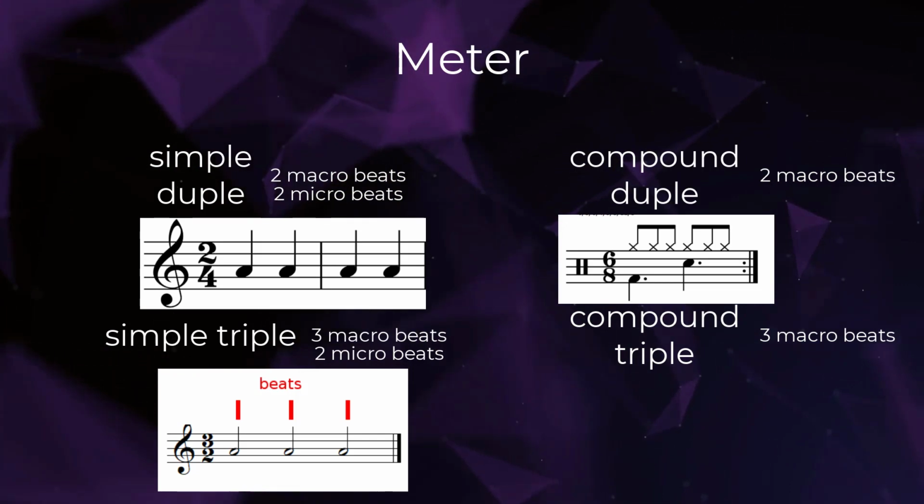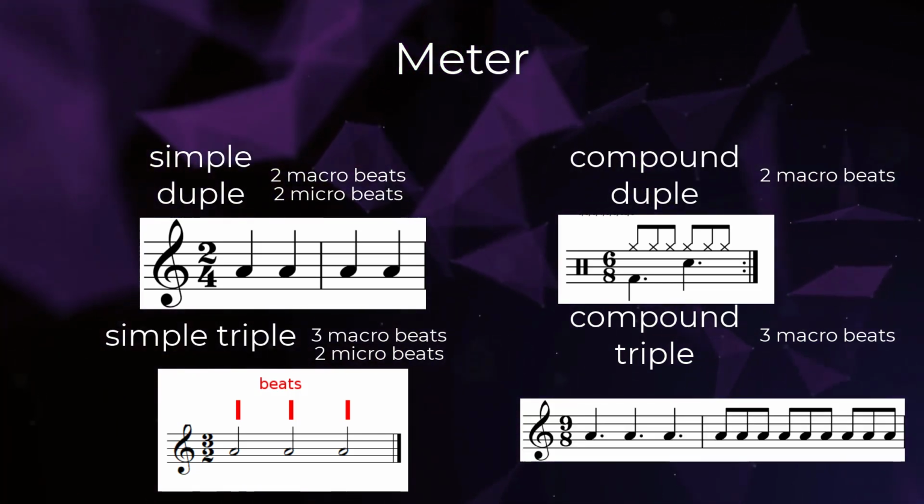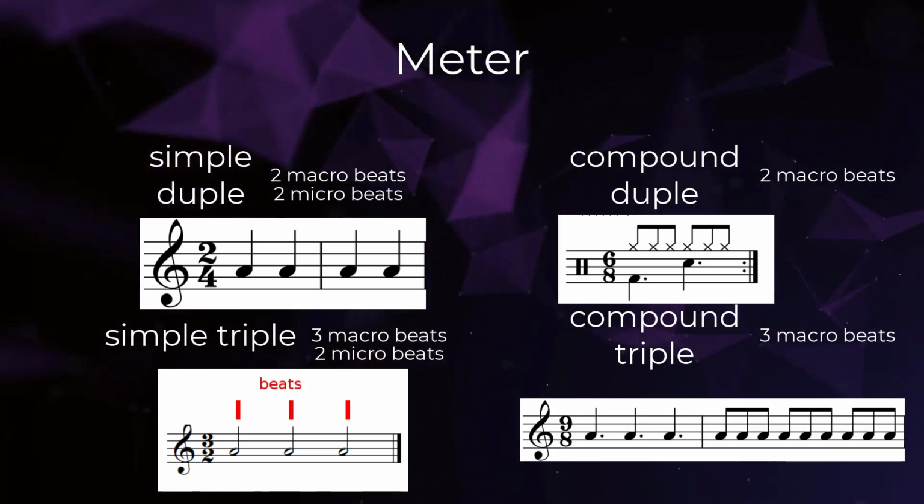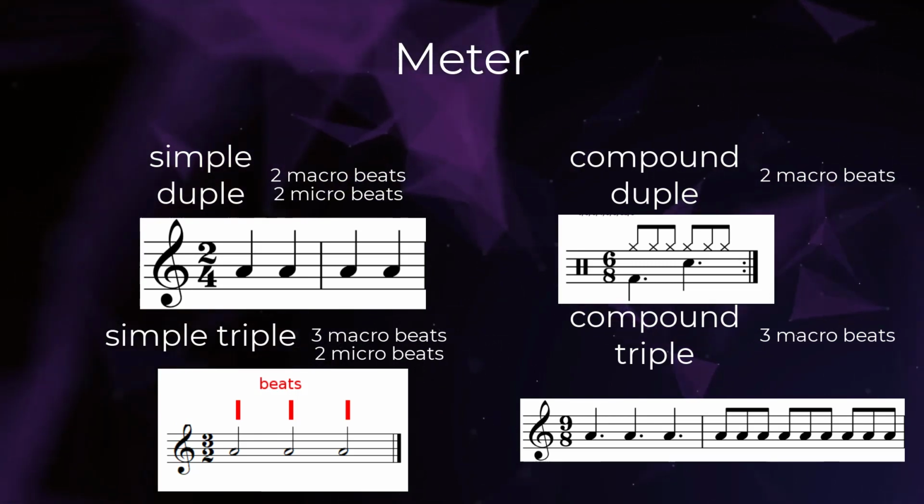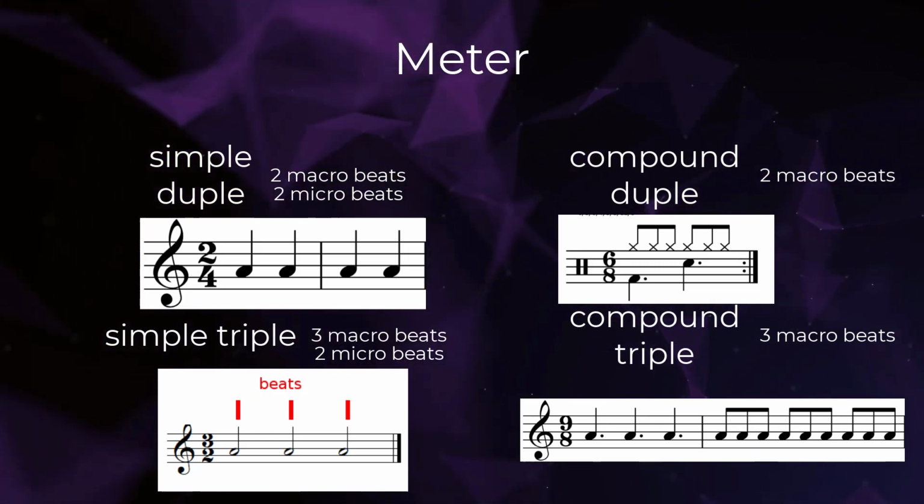In 9/8 time, we again have a group of 3 large beats. Those beats are all dotted quarters, which divide equally into 3 eighth notes.